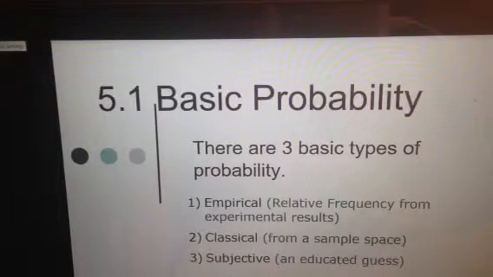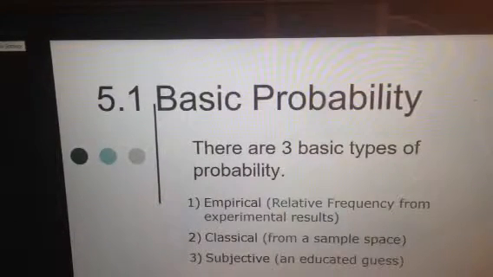Empirical is based on results from actual experiments, and classical, or theoretical, is based on an ideal sample space where all outcomes are known. And then subjective is just an educated guess.